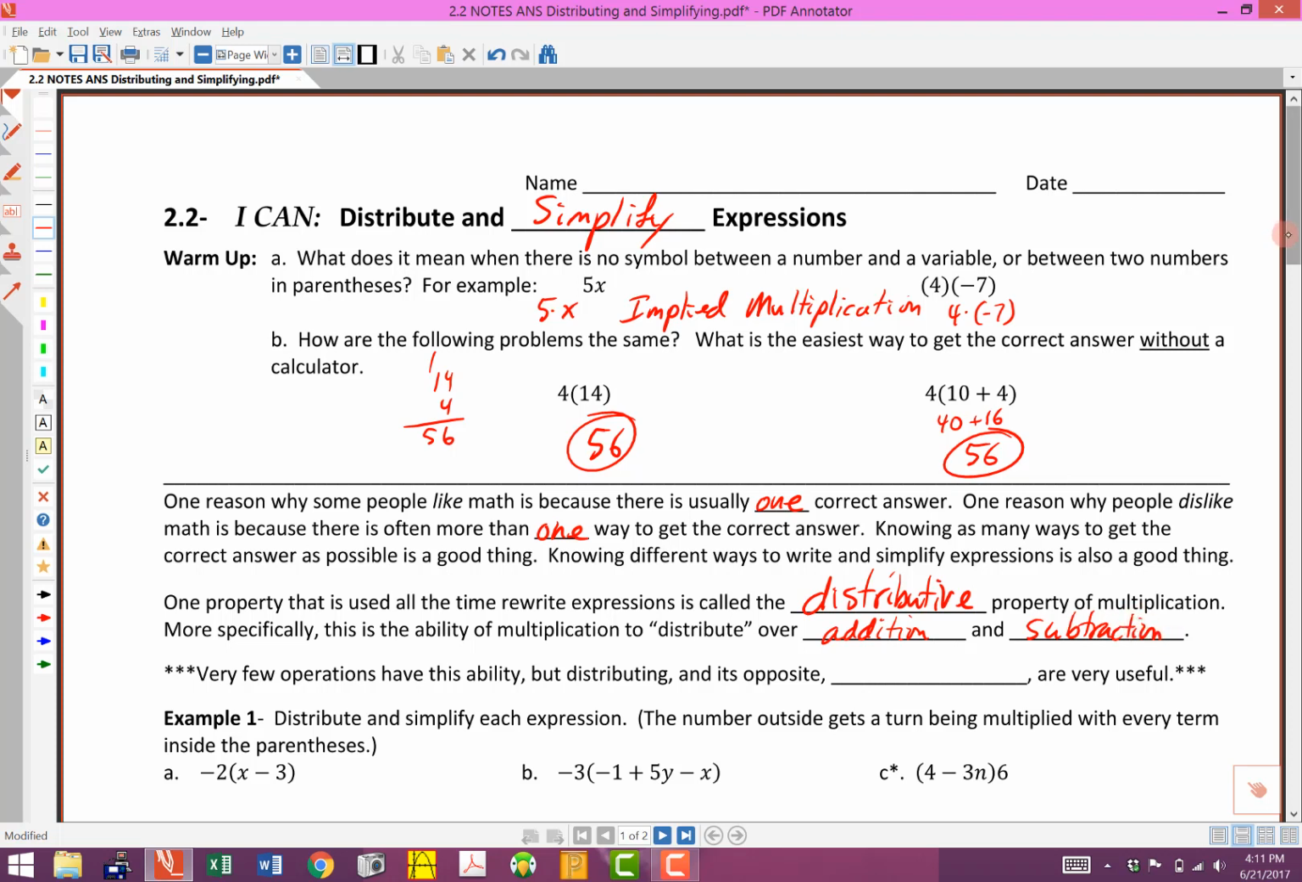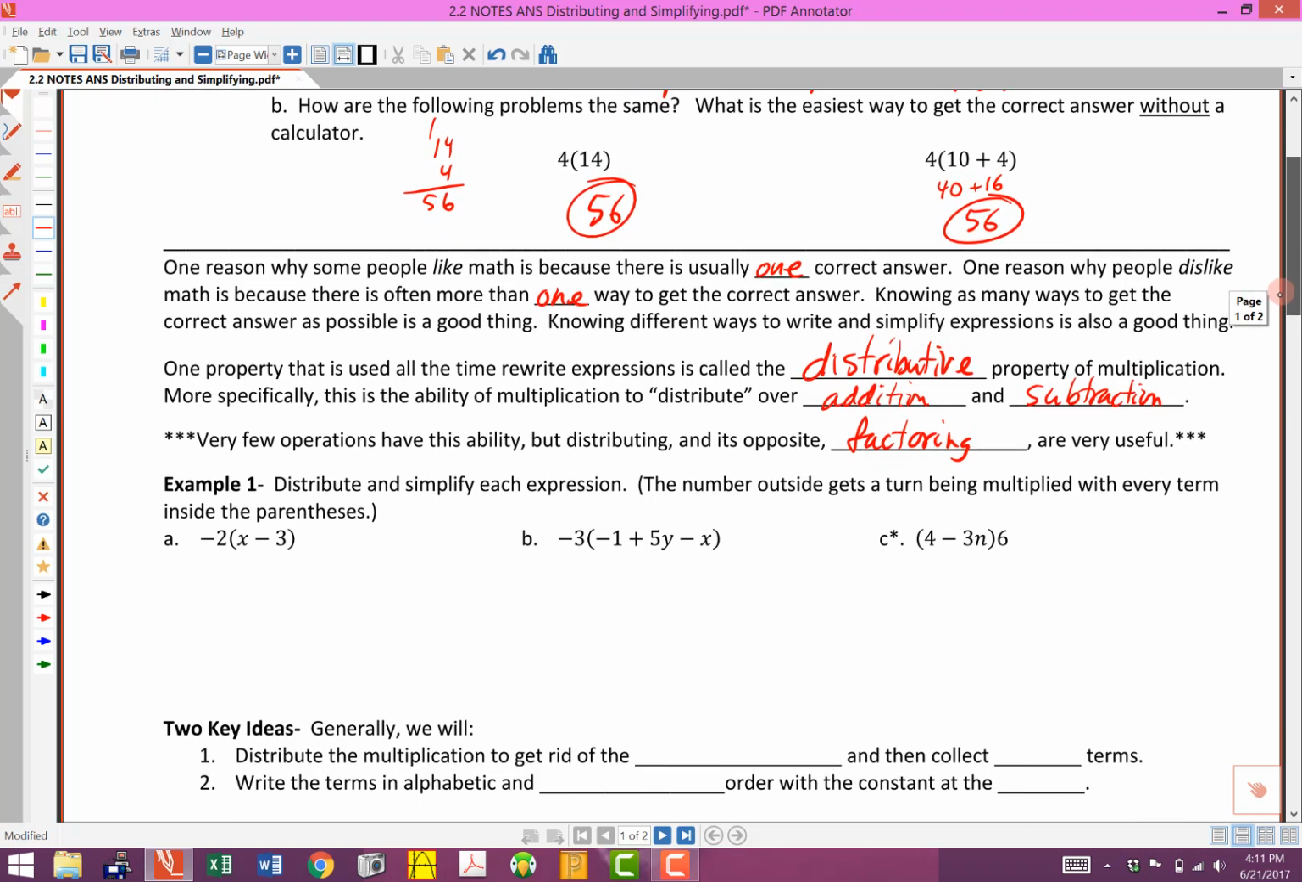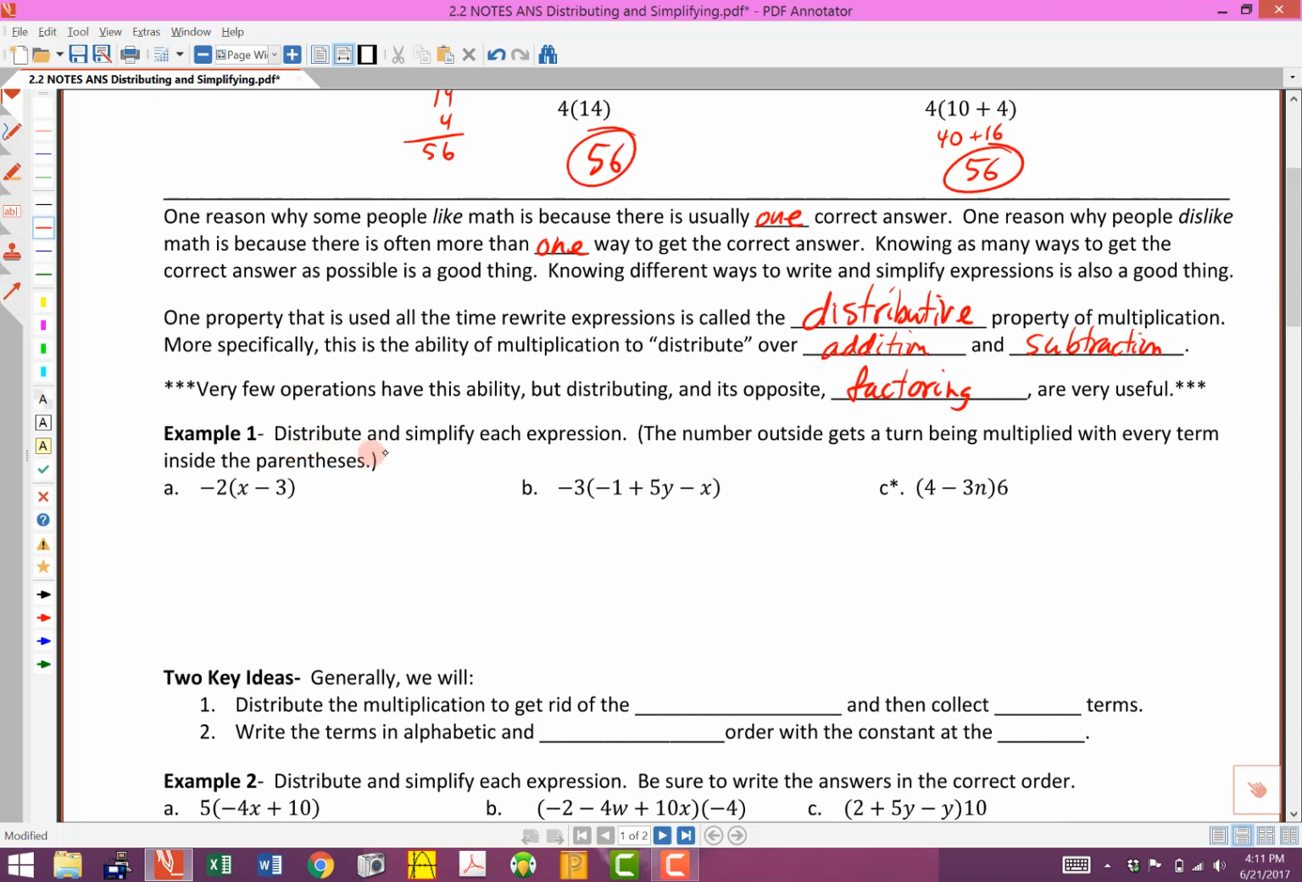It is really important to note that multiplication is one of the few things that have this distributive property. Very few operations have this ability, but distributing and its opposite, which we're going to call factoring, which we will deal with in a couple sections from now, are both really useful. So here are the instructions for this one. Distribute and simplify each expression. The number outside gets its turn being multiplied with every term inside the parentheses.